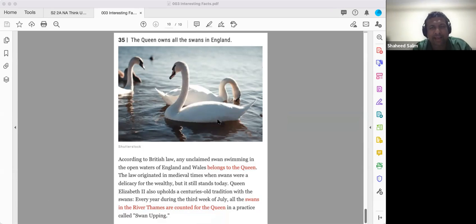Now, why did this happen? Last time, swans used to be a delicacy among the royalty in England. And so they didn't want the normal people to claim or hunt the swans. So this was specially kept for the Queen. Well, I didn't know that, but it's quite interesting.